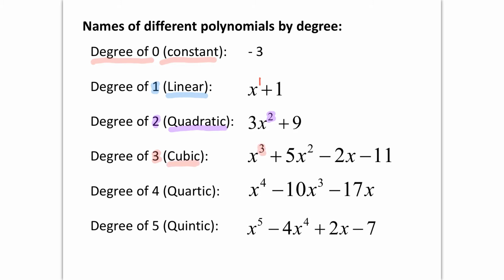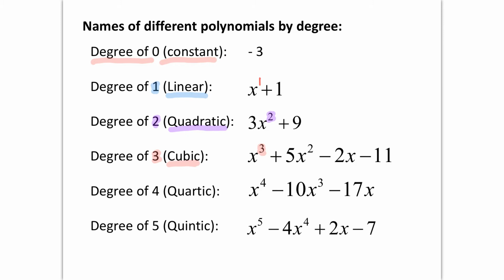So the highest exponent is 3. Notice we have an x cubed plus 5x squared minus 2x minus 11. So this one has an invisible 1 here. This one has a 2 exponent. So the highest exponent is 3. So that's a cubic, degree of 3.